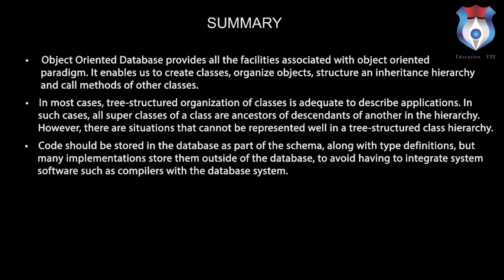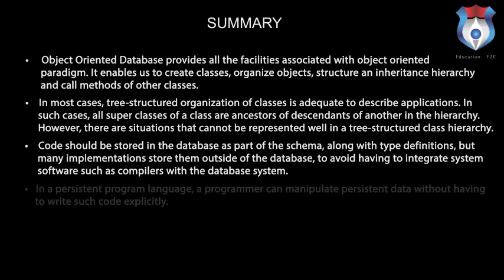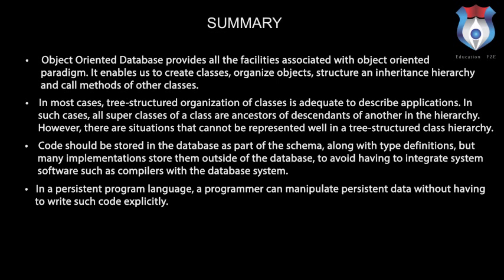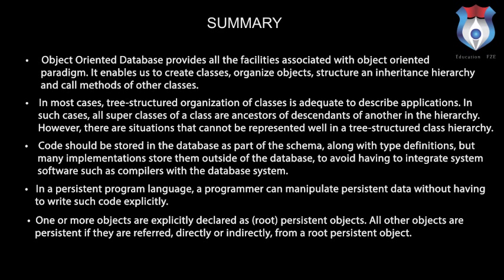Code should be stored in the database as part of the schema along with type definitions, but many implementations store them outside of the database to avoid having to integrate system software such as compilers with the database system. In a persistent programming language, a programmer can manipulate persistent data without having to write such code explicitly. One or more objects are explicitly declared as root persistent objects. All other objects are persistent if they are referred to directly or indirectly from a root persistent object.